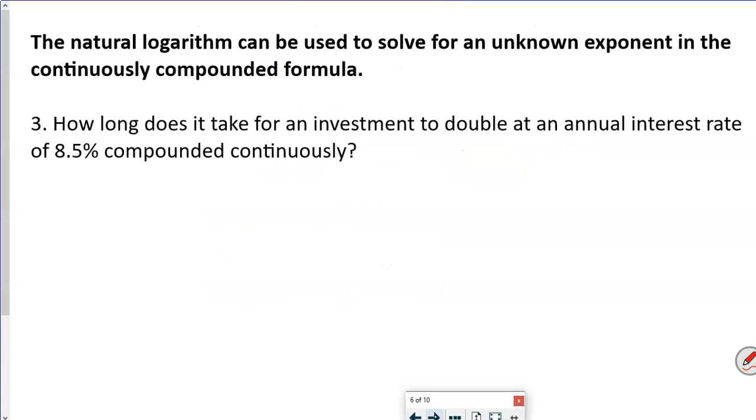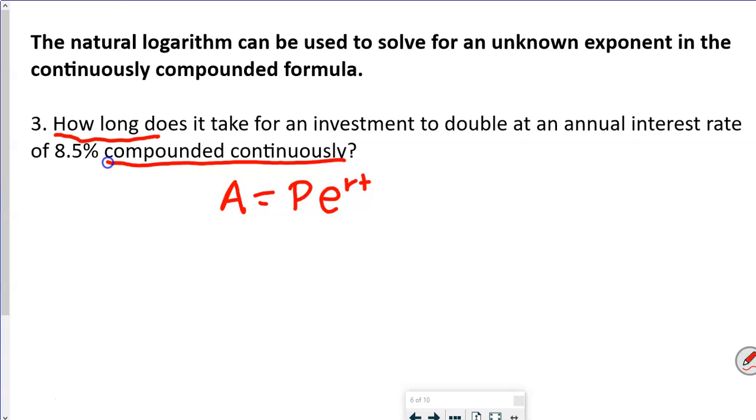So the natural logarithm can be used to solve for an unknown exponent in the continuously compounded formula. Here again it says compounded continuously, so we know we're going to use the formula A equals P e to the RT. This says how long does it take, so that tells me that we don't know T. So T is what we're going to solve for, for an investment to double. That means our principal doubled, so A is going to be equal to 2 times our principal.